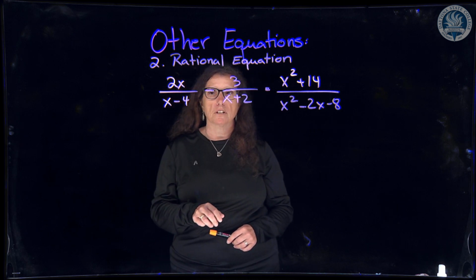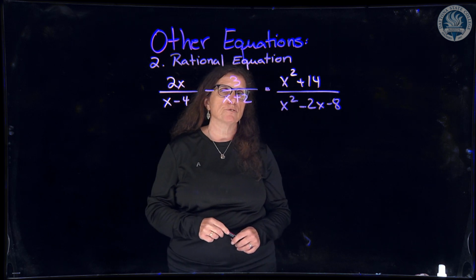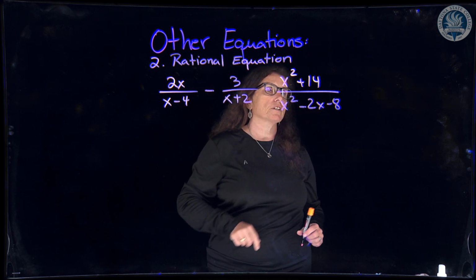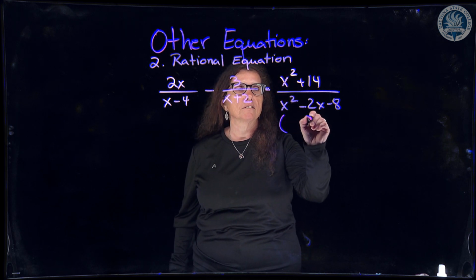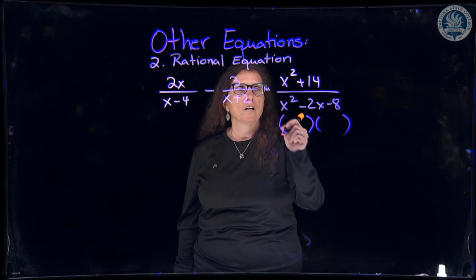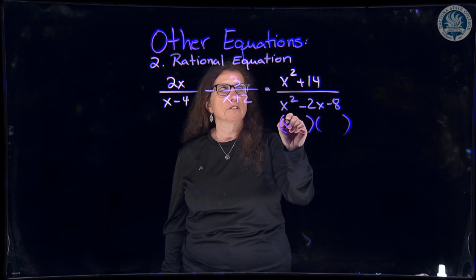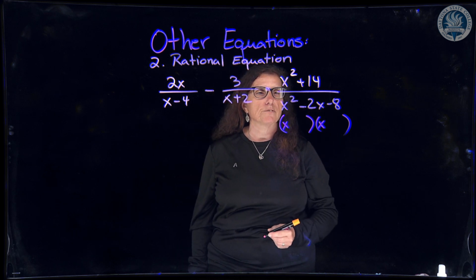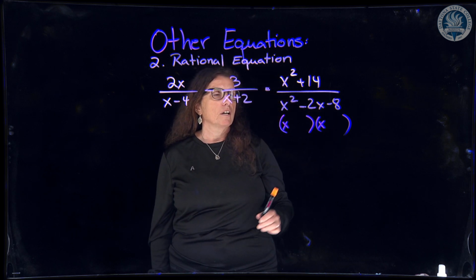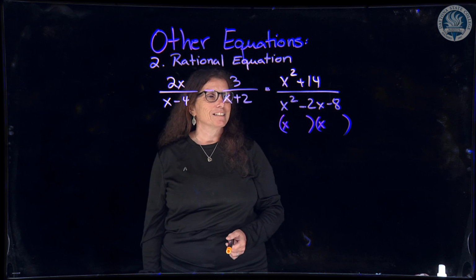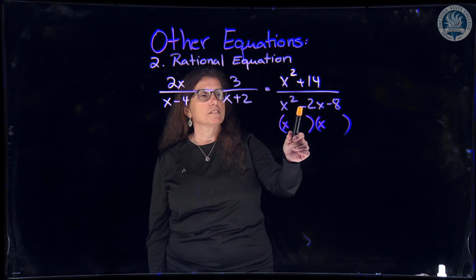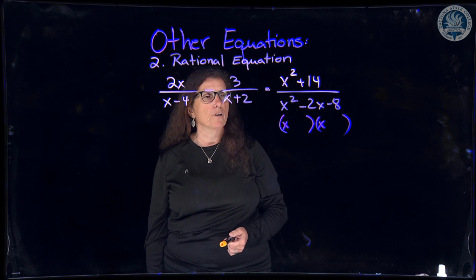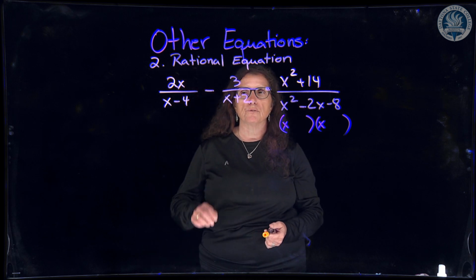X minus 4 cannot be factored. X plus 2 cannot be factored further either. But x squared minus 2x minus 8, let's take a look. That is a trinomial with a leading coefficient of 1. So we separate into x and x. We factor. And then we need a negative 8. And at the same time, the numbers that we're looking for have to add up to negative 2.